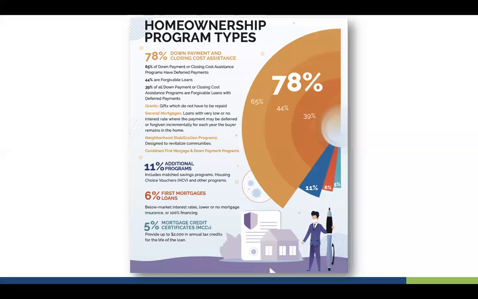And then there are some what I'll call outliers. And that's probably not fair, but there are housing choice vouchers, matched savings programs, and some other types of homebuyer assistance that we won't necessarily get into today because we really want to cover the most common types of homebuyer assistance, the most commonly available and utilized types, which are down payment assistance programs, and then these mortgage credit certificates and affordable first mortgages.